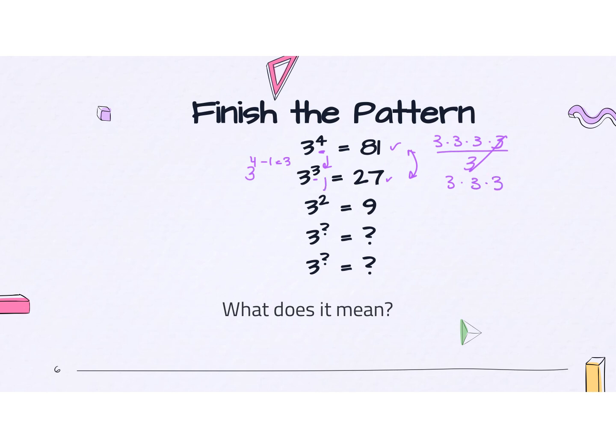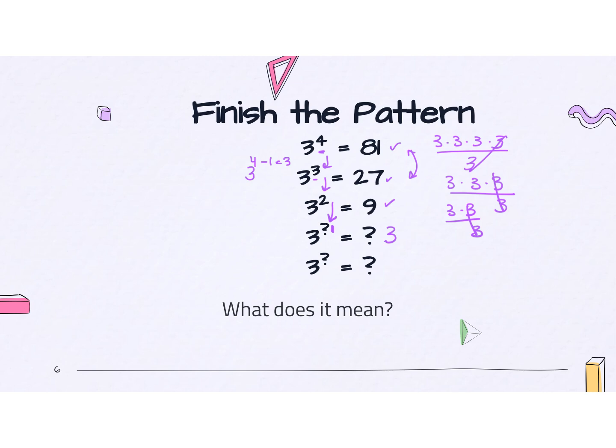So again, if we do this idea of subtraction, divide by 3, get rid of one of those, we have 3 times 3, which of course is 9. So now this next one, we're subtracting, so we're going to have 3 to the power of 1, right? We're going to divide, which is just going to give us 3.